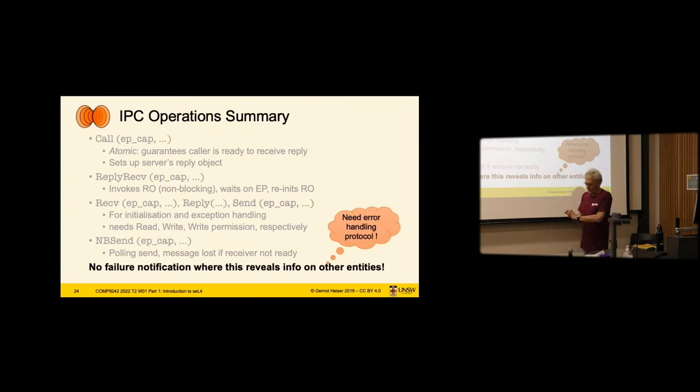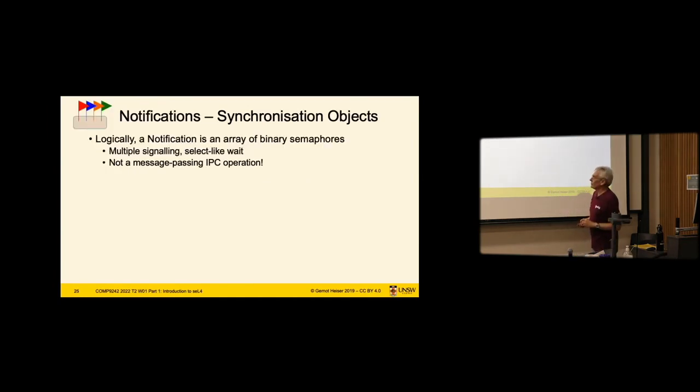So this is basically IPC, the basic protected procedure call operations. Any questions to this point? The other mechanism I want to cover today is notifications. They are somewhat similar to IPC, but much simpler.